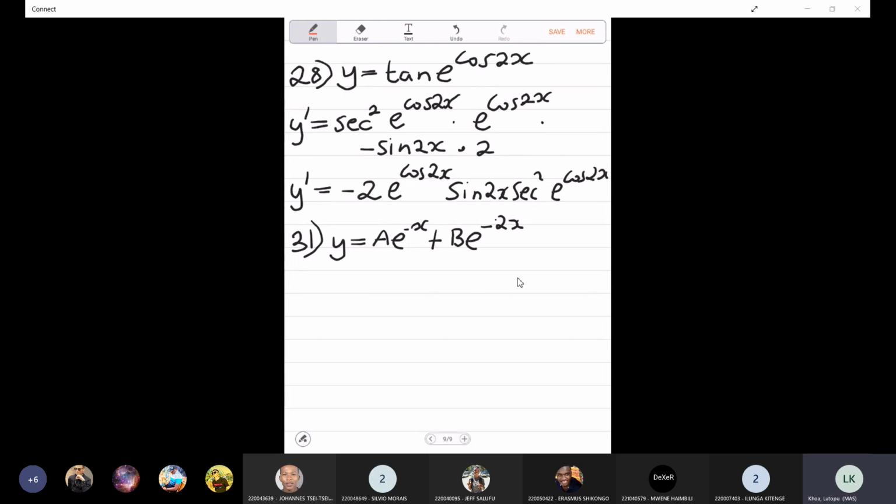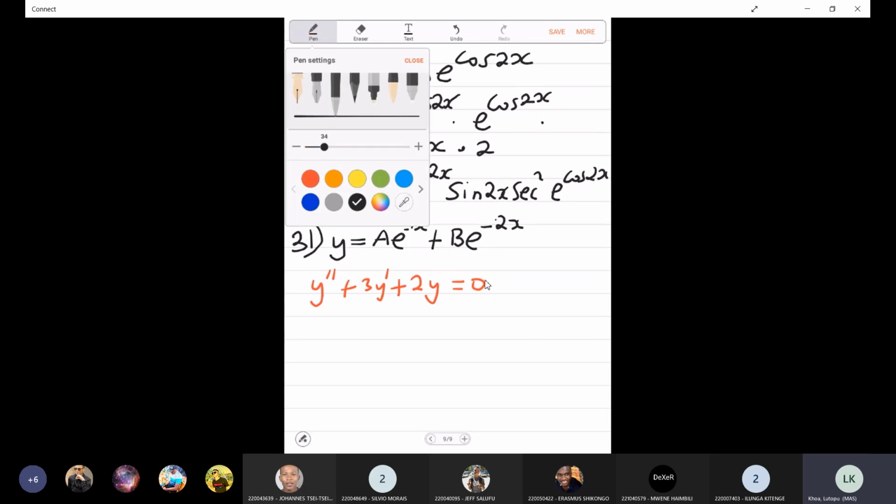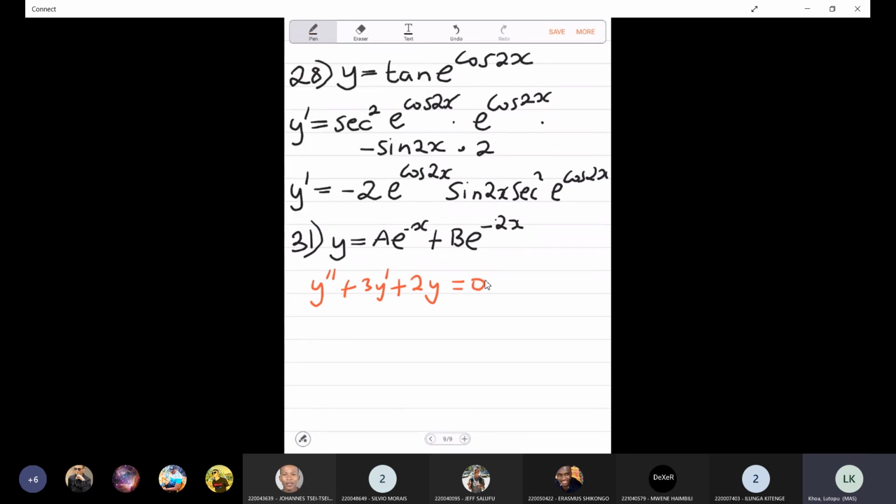The equation is y double prime plus 3y prime plus 2y is equal to 0. So what that means is when I find the second derivative, I'll substitute it there. First derivative substituted there, and y as it is substituted there. And when I add everything, my answer should be equal to 0. So we need to find the first and second derivative.